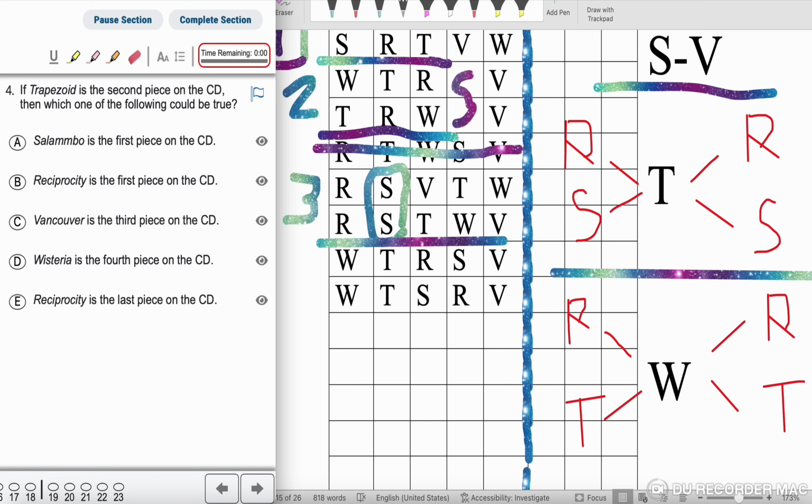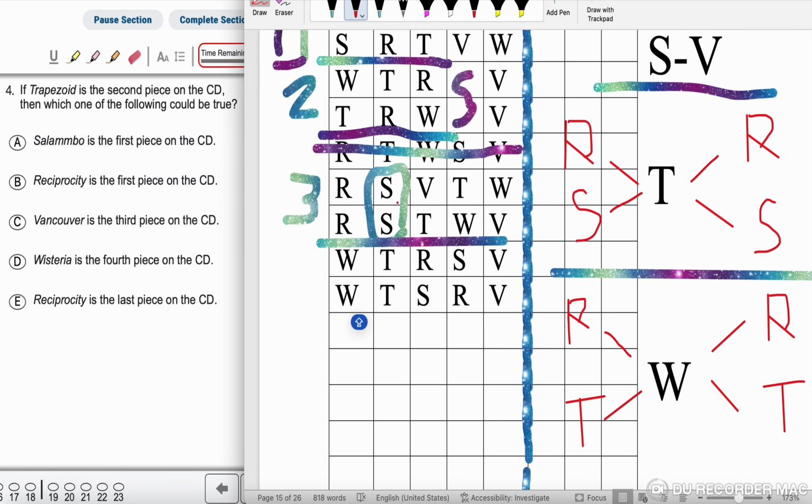So for this question, I'm going to read it. If T is the second piece on the CD, then which of the following could be true? So here I have T as the second piece. And for those of you guys who see, I'm going to go ahead and circle it. And you see how T is in the second set.